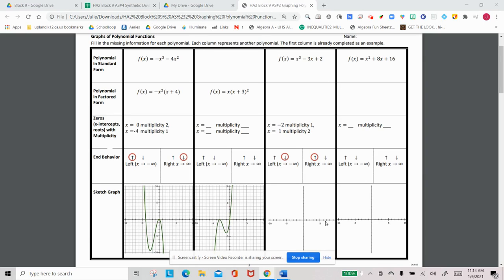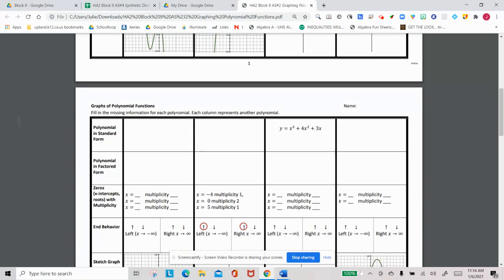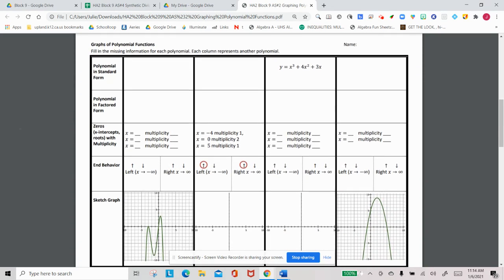Hello, this is a video to clarify the Block 9, assignment number 2, graphing polynomials homework a little bit more in detail. So the first column on the left is an example of how to do this, but I would like to do a couple of these just to make sure that you're on the right track. In this particular homework assignment, some of it is already done for you. Some of it is not done for you.